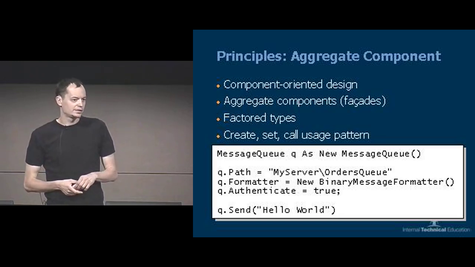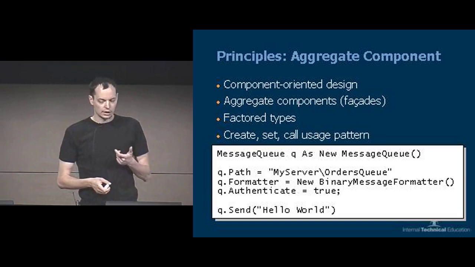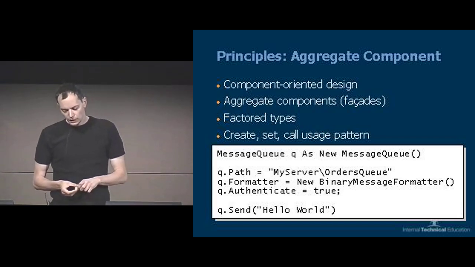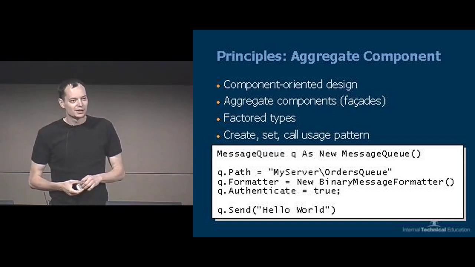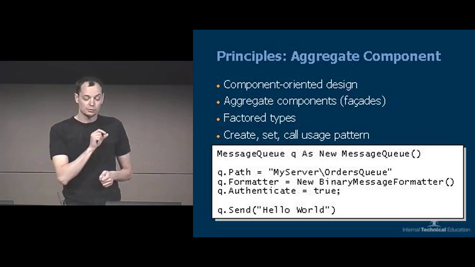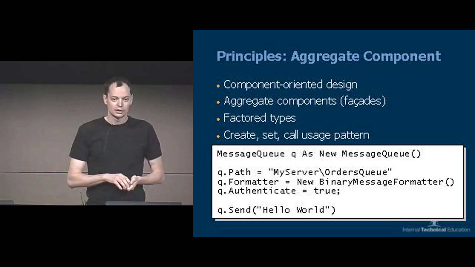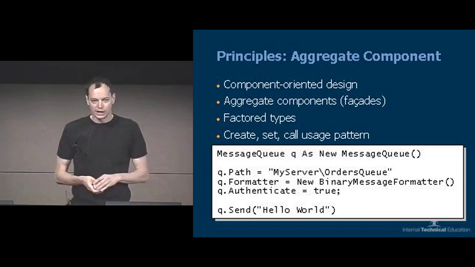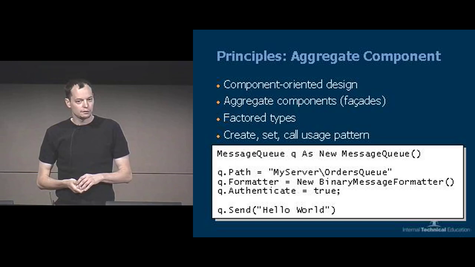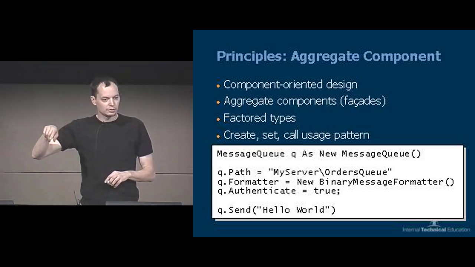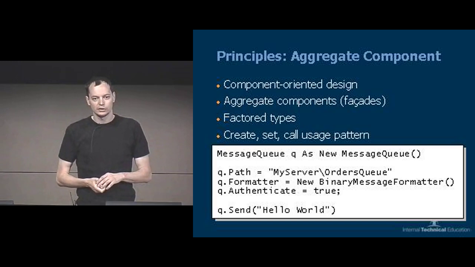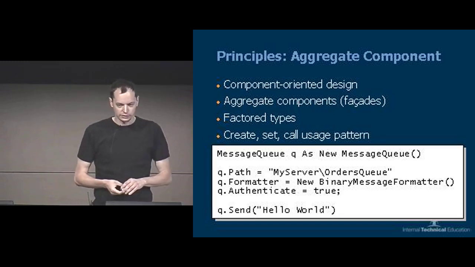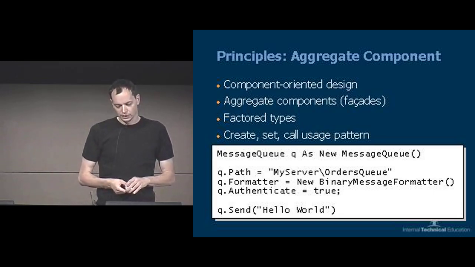Secondly, aggregate component adds the concept of create, set, and call usage pattern. This is a pattern that was actually popularized by Visual Studio, where when you program in VB6, users usually would drag a component, drop it on a form. Well, that instantiates an object, and it uses the default constructor. Then they would basically look in the property grid and try to set some properties, and then usually call just simple methods inside some event handlers.